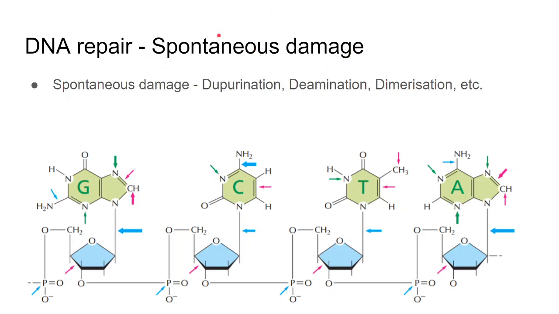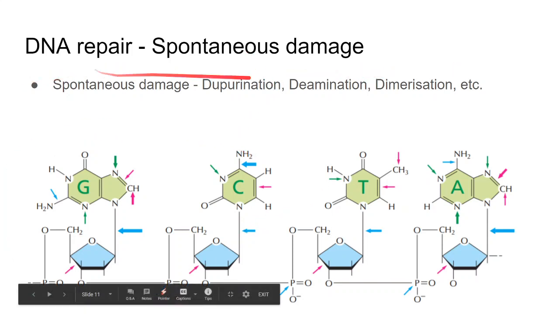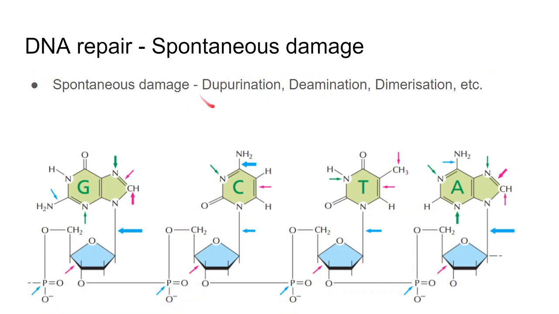we'll talk about spontaneous damage now. Earlier, in the last lecture, we talked about what DNA errors can occur during replication. So those were replication errors. And there can be errors in the DNA besides replication as well. Spontaneous damage, which can be depurination. Oh, sorry, this is a spelling mistake. It's depurination, D-E. Depurination, deamination, dimerization, attack from reactive oxygen species.